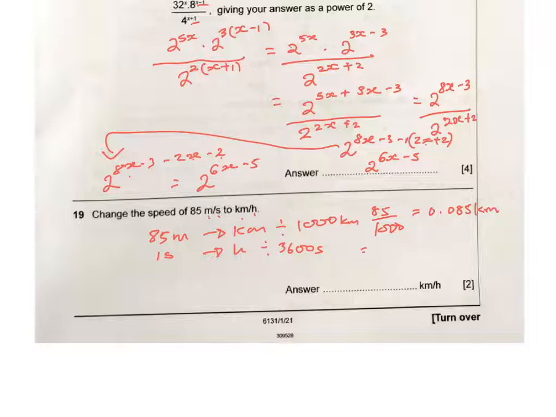Now what you do here, you have 1, you divide with 3,600. That will become now your hours. Now you divide this with that. So we have 0.085 kilometers. You divide with 1 over 3,600 hours. And if you do that right, you will get 306 kilometers per hour. That is one way you can do it.